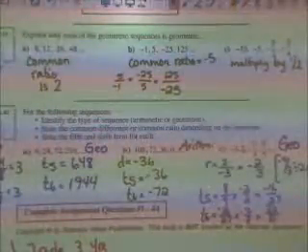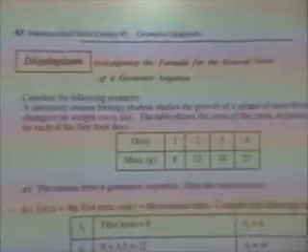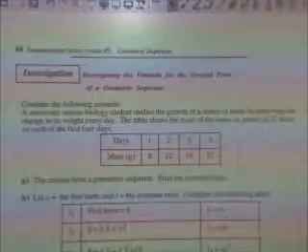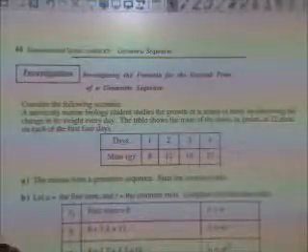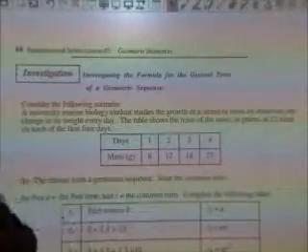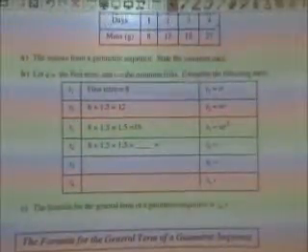Okay. We're going to investigate the formula for the general term of a geometric sequence. So it says, consider the following scenario. A university marine biologist studies the growth of a strand of moss by observing the change in its weight every day. So the table shows the mass of the moss in grams at 12 noon on each of the first 4 days. So in day 1, it had a mass of 8 grams. Day 2, it was 12. Day 3, it was 18. And day 4, it was 27.